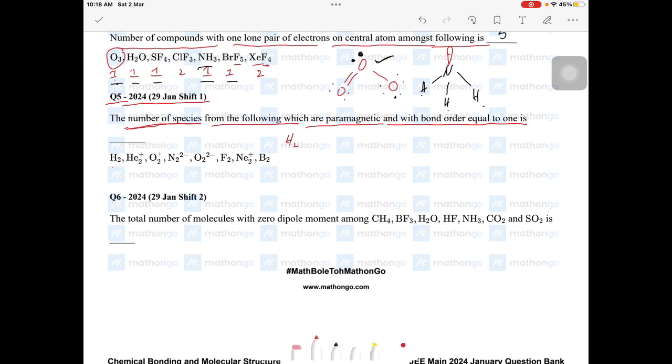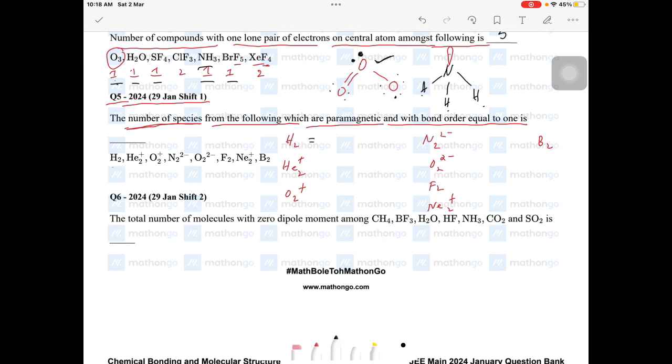H2, He2+, O2+, N2 2-, O2 2-, F2, Ne2+ and B2.